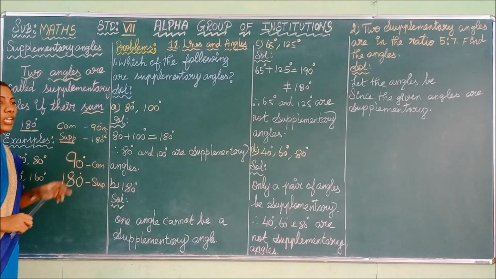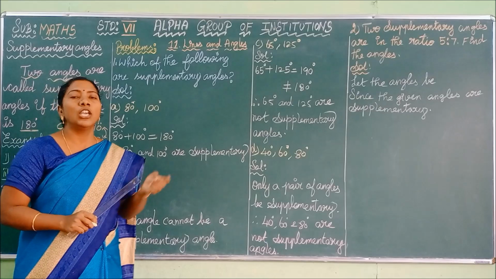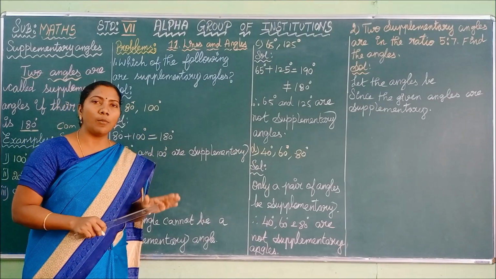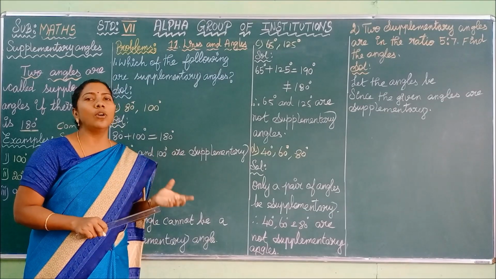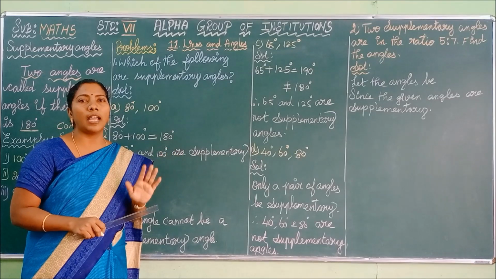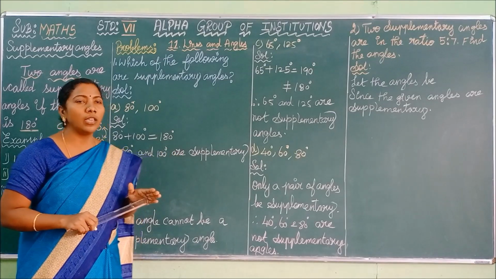If you add two angles and get the sum 90 degree, then we call those angles complementary angles. If you add two angles and get the sum as 180 degree, then you can call those angles supplementary angles. Okay, keep this in your mind.